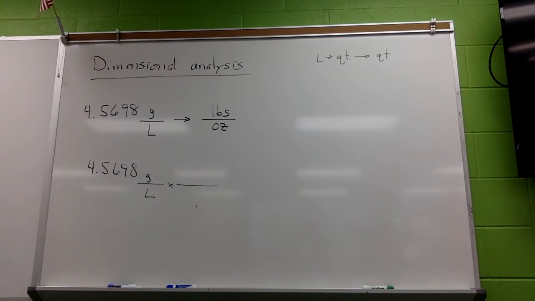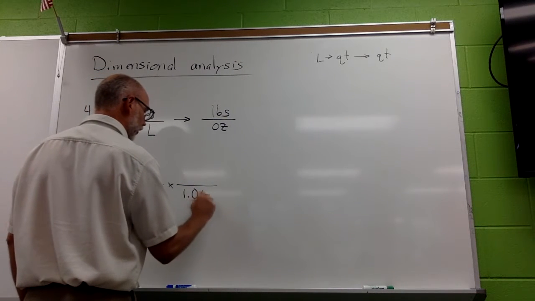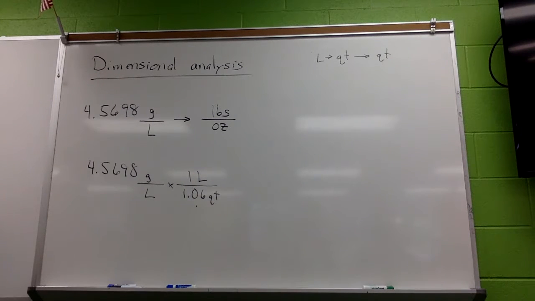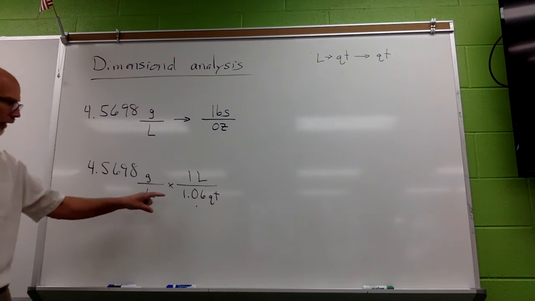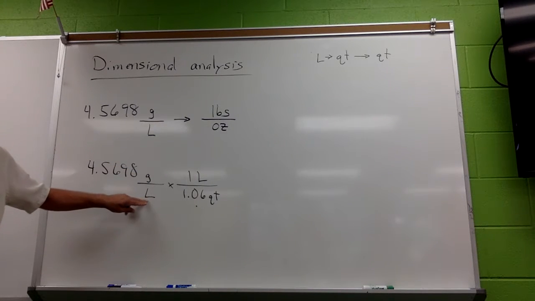Well, it's sitting right there on your paper. I'm going to tell you right now, that's a good one to know. That is a good one to know. There are 1.06 quarts for every 1 liter. Now, notice what I did differently this time. I made sure that I arranged my conversion factor so that the unit that I'm trying to get out of cancels. Did you see what I did there?